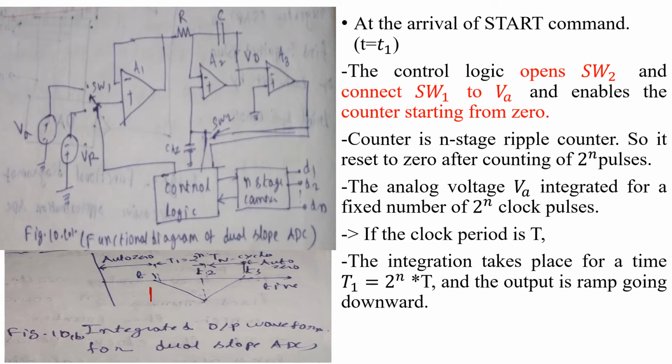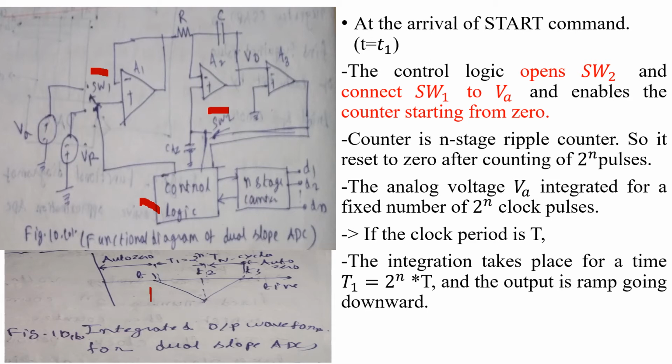At T equal to T1, the control logic opens the switch SW2. Here, at this point, the control logic opens the switch SW2, and SW1 is connected to VA.